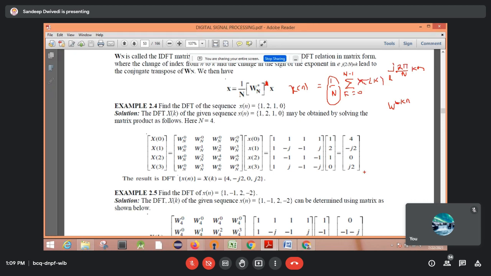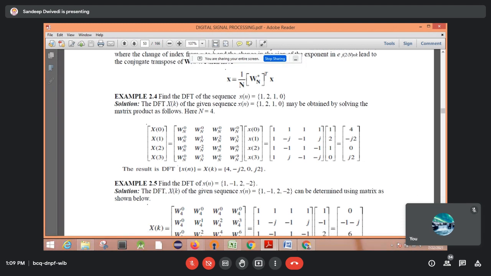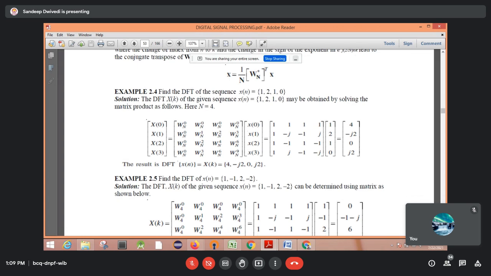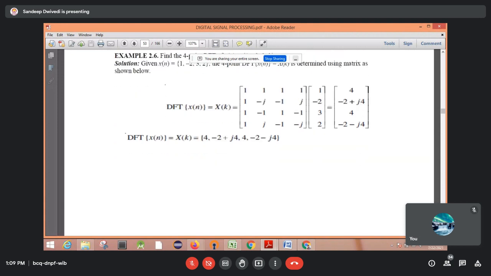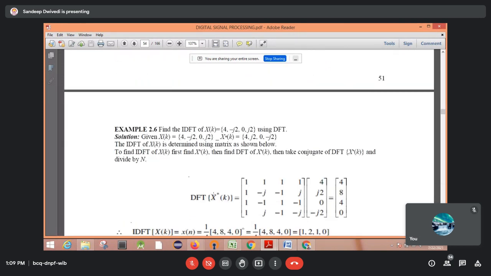In these notes that is a mistake actually. See here, this is a numerical of the DFT. Then we will take one numerical of IDFT for this. For IDFT, see here, this is an IDFT numerical.